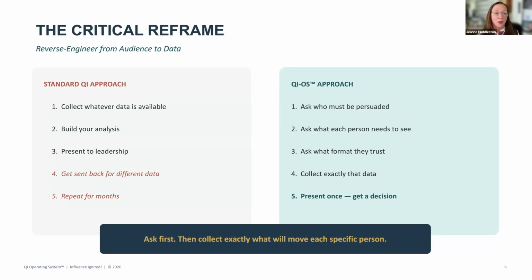So in our standard QI approach, we often collect whatever data is available: mortality, ODE, readmission rates, patient satisfaction, our PSIs, whatever you happen to be working on, inpatient, outpatient, nursing homes, etc. We build our analysis from what we have, we present it to our leadership, and then at least in the years when I was first starting this work, I would present what I found to leadership only to get sent back to get something different, only to get sent back because I had data but no stories, or I had only stories and anecdotes but not enough data, because I didn't actually know what the leadership wanted.